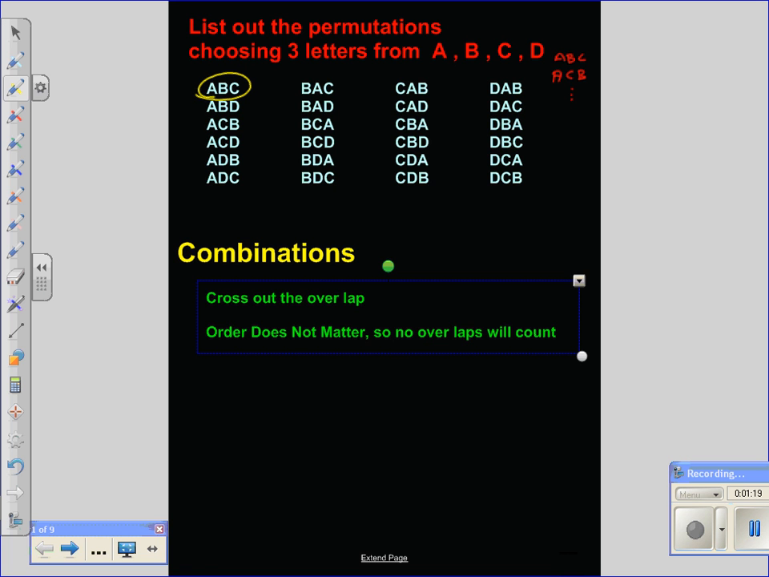So if we look at it and we take the letters A, B, C, and we cross out every time we see those letters as ACB, as BAC, as BCA, as CAB, as CBA. And we cross out all of those. And if we go through the next one, ABD, anytime we see those 3 letters occur again, we need to cross those out. So we cross out all of those.